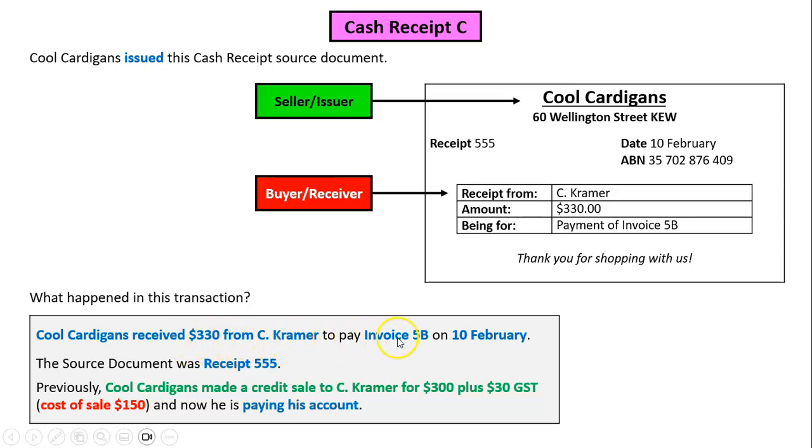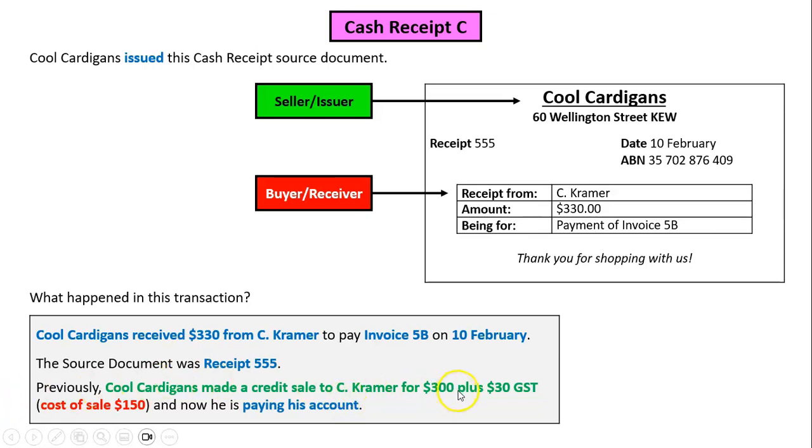Kramer to pay invoice 5B, and we received the money on the 10th of February. The source document was receipt 555, so that's what we can see. What we need to infer, though, is that this must be someone paying us back, because it says he's repaying invoice 5B. So previously, Cool Cardigans made a credit sale to C.